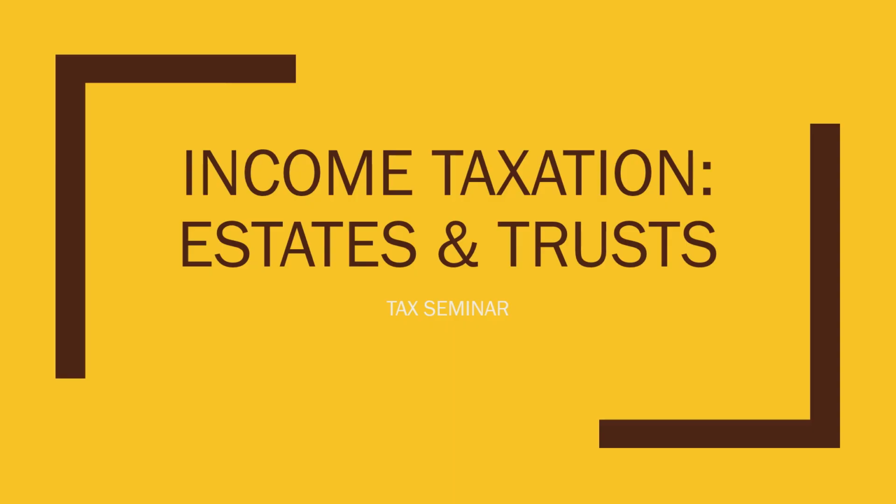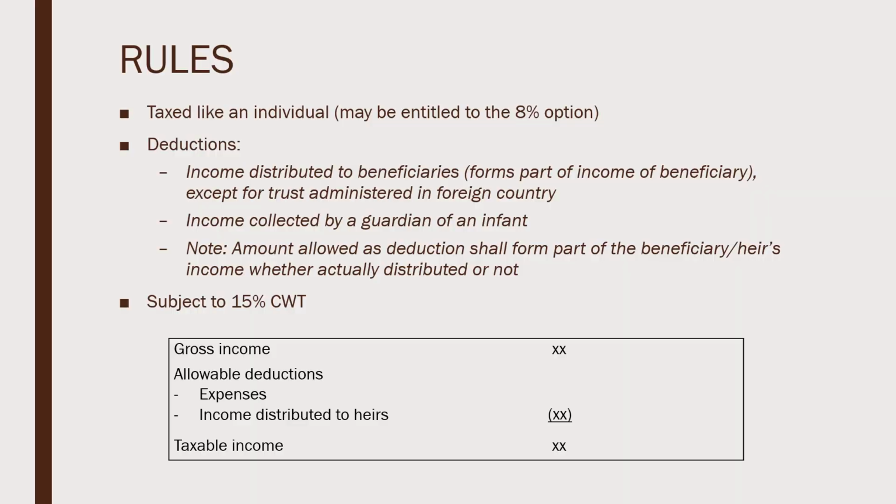Okay guys, we're down to our last type of taxpayers, estates and trusts, which are basically tax-like individuals, is what I keep on saying. So this will be a very brief discussion. Here are some common rules that apply to both estates and trusts. Again, they're tax-like individuals, so they're also subject to the 8% option.